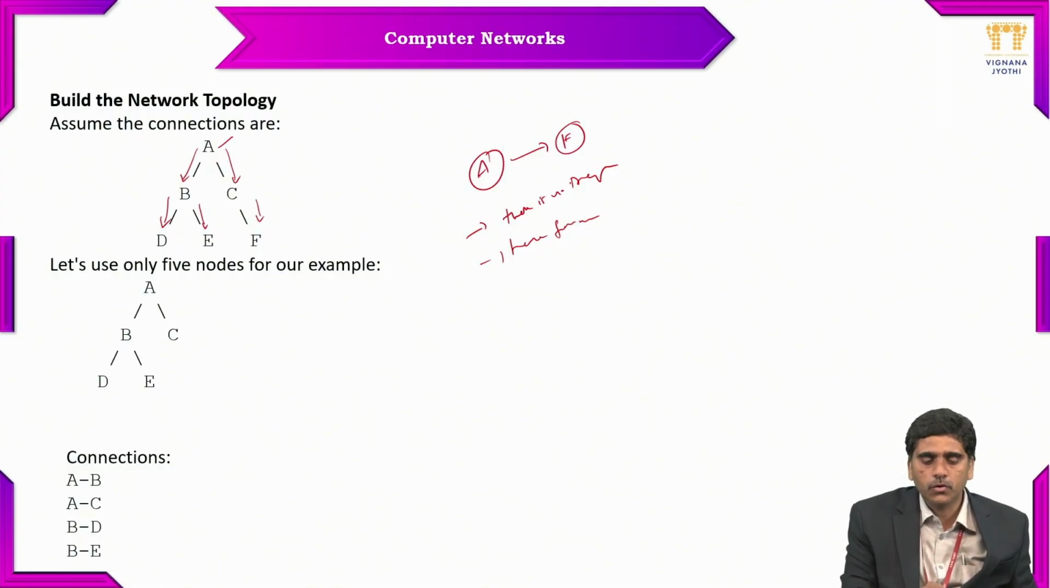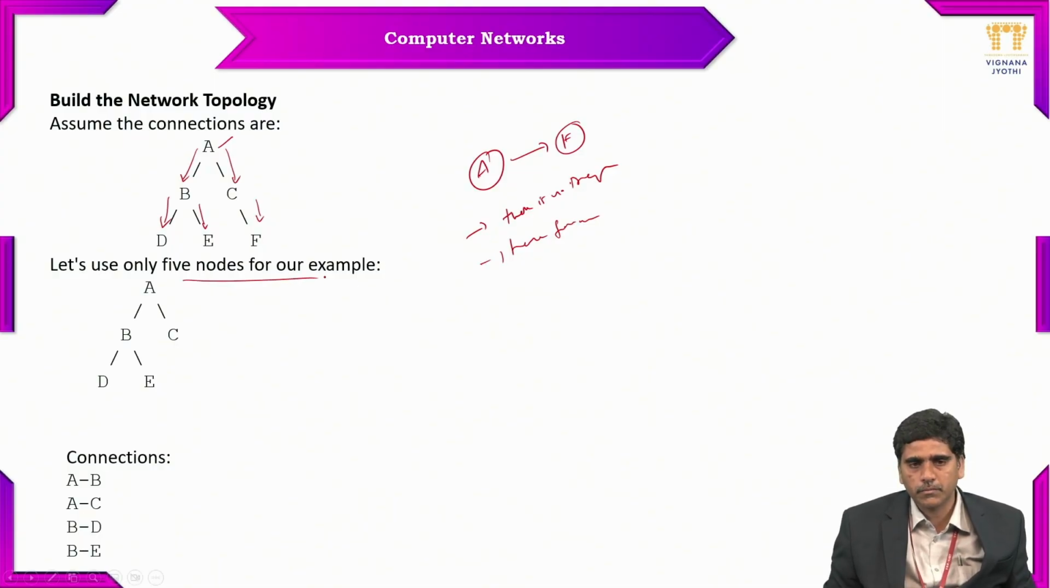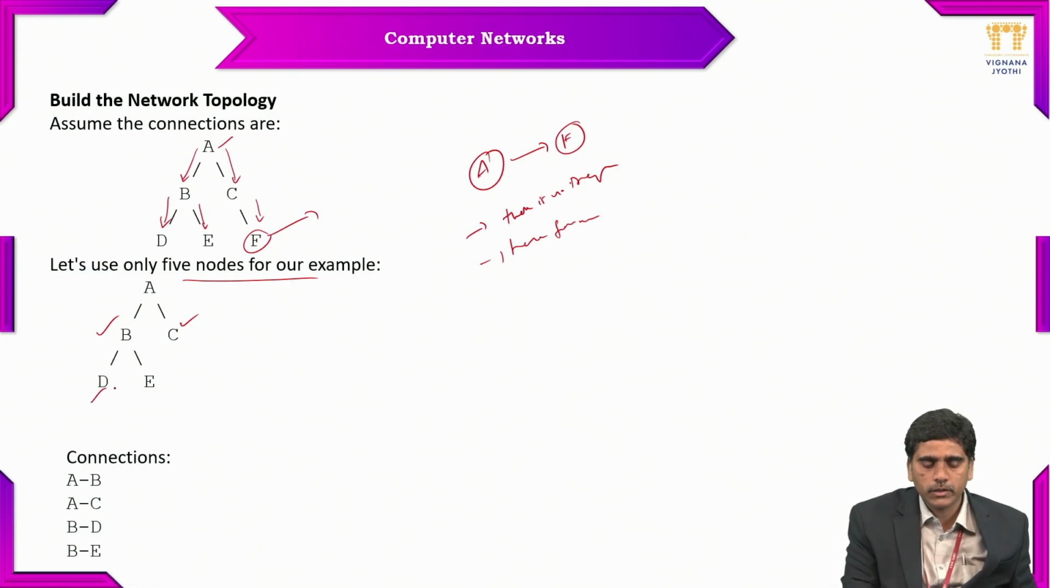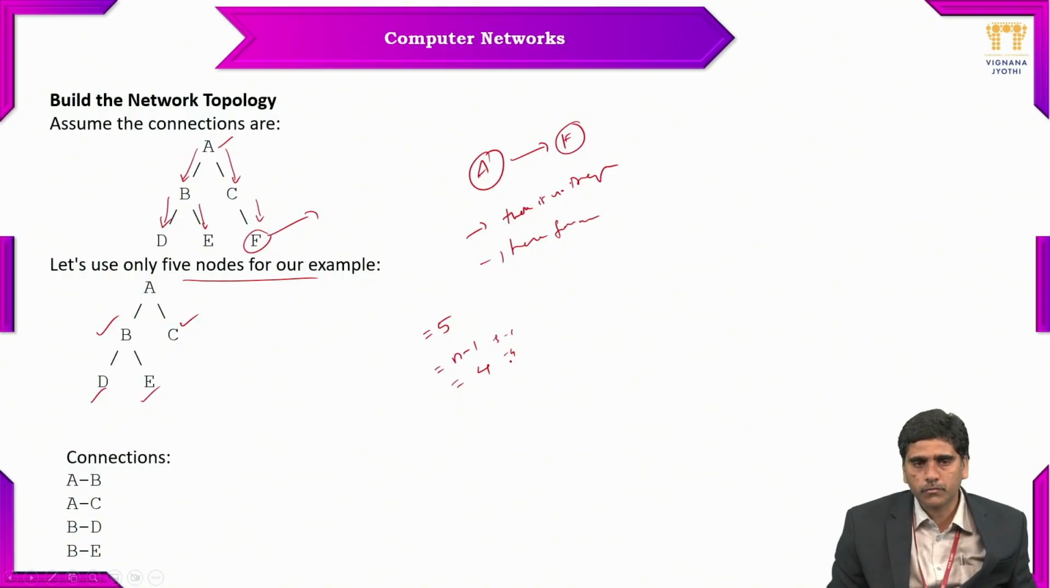So let's use only 5 nodes for the example. If I take 5 nodes, we remove this F node from C. Now A is broadcasting the message to B as well as C, and B is broadcasting the message to D and E. So what are the connections? The connections depend upon the number of nodes. If the number of nodes is 5, then the number of connections is N minus 1, which is 5 minus 1, that is 4. So 4 connections are required to broadcast the message with 5 nodes.